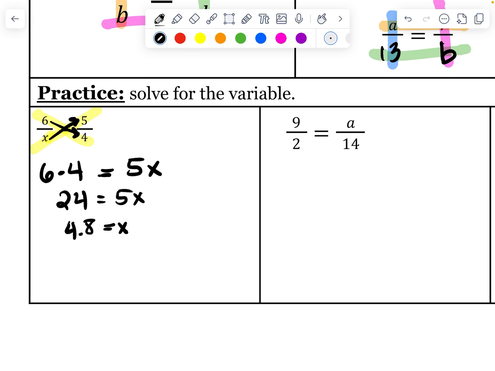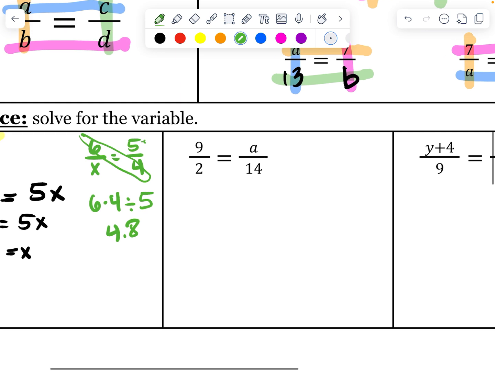The other way to do this, the shortcut, okay? I call it a shortcut. 6 over x equals 5 over 4. Multiply by the two numbers and divide by the leftover. So 6 times 4 divided by 5. And if you put that in your calculator straight up, 6 times 4 divided by 5, it is going to get you 4.8. All right, so there are two ways to do this.